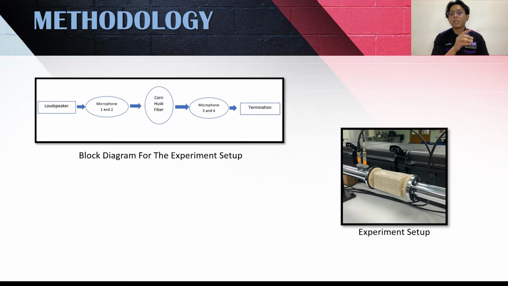First, the loudspeaker will give a noise, and then microphones 1 and 2 will capture the noise. After that, it goes to the cone husk fiber, where it will absorb the sound. After that, microphones 3 and 4 will detect the noise after the sound goes through the cone husk fiber. And lastly, the termination. So that is the process to get the data of the transmission loss.